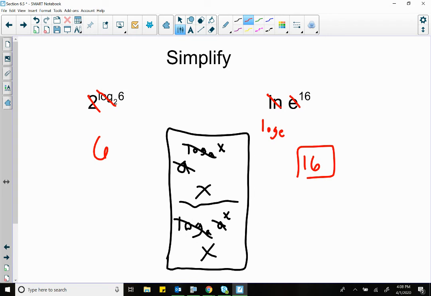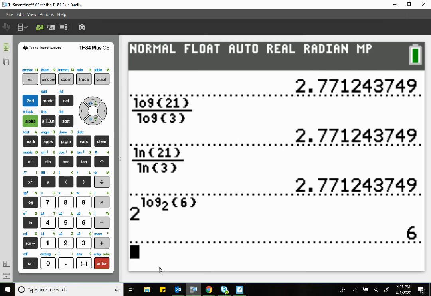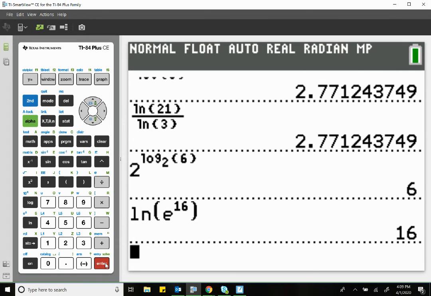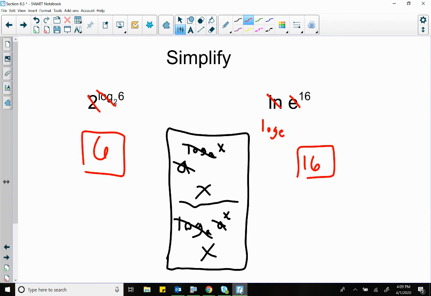16. And again, I can go into the calculator and put that information in the way I see it, and it's going to kick out that same answer. ln, second ln to bring up the e, put in the 16, scroll out front, 16. Because these two pieces are canceling each other out. And that is it. Enjoy.